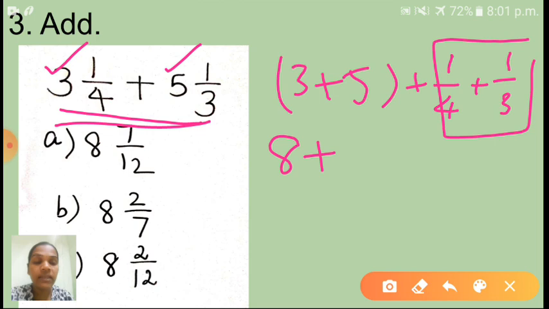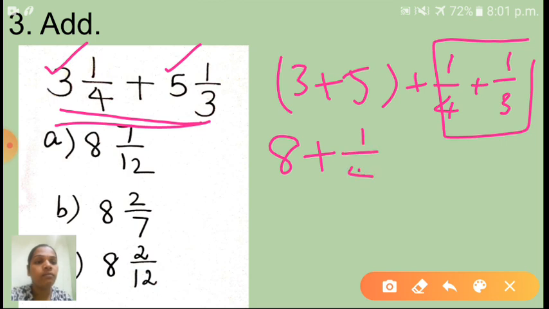We can't add it directly. So how can you add? This unlike fraction we have to convert into like fraction. So for that we have to find the LCM of 4 and 3. Can anyone say what is the LCM of 4 and 3? Very good, 12.